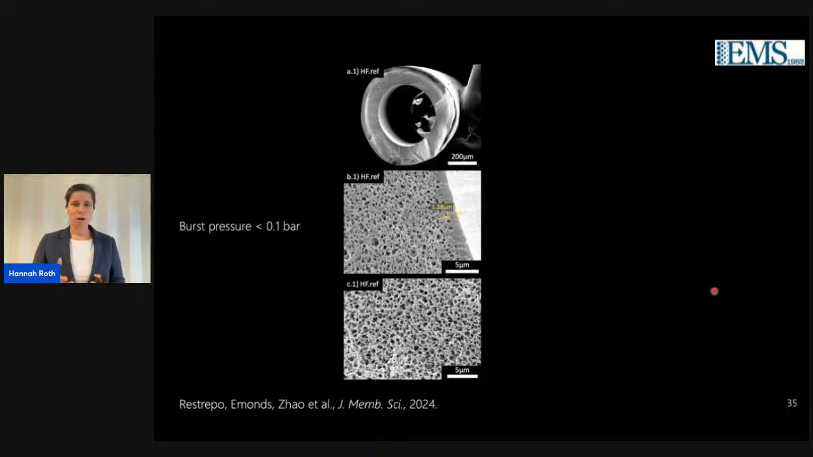And it was possible to make hollow fiber membranes out of this structure. What you can see is that we have a porous support structure and, in this case, a dense separation layer on the inside. But you can also see that they are not very stable. We have very low burst pressures, and when you immerse them into water, because they are very highly charged, they swell a lot.